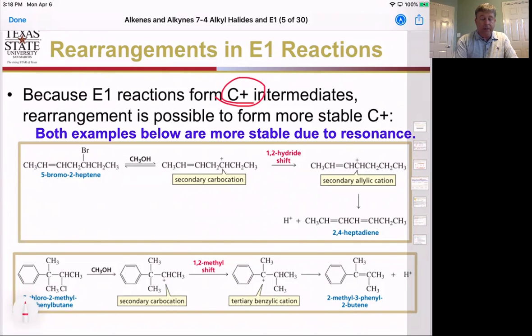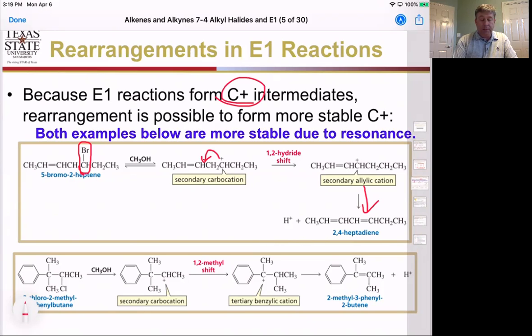So in the case of this bromine right here, this is on a secondary carbon, okay? Now, we're going to have bromine leave and give us our carbocation. We can then do a 1,2 hydride shift to allow the positive charge to go over one carbon to be in conjugation with the already formed double bond. And then that'll allow enough time for the base to come in, eliminate hydrogen, and give us our conjugated heptadiene.